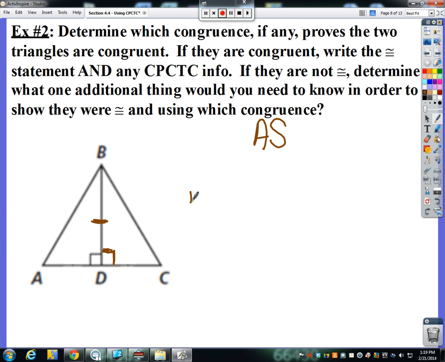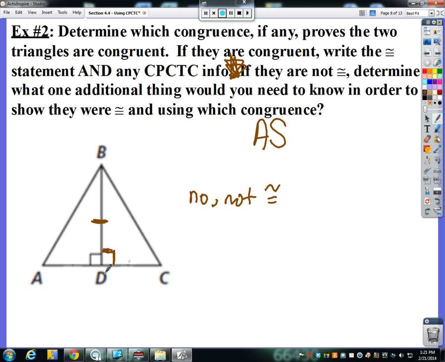So my answer would be no, not congruent. And so it says right here, if they are not congruent, determine what one additional thing you would need to know in order to show that they were congruent, and which congruence would you be using. So we need to be saying which shortcut.